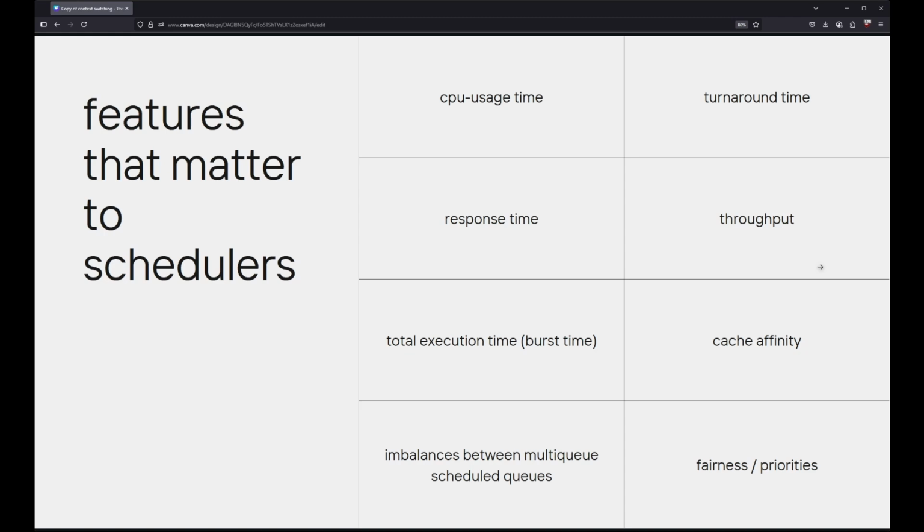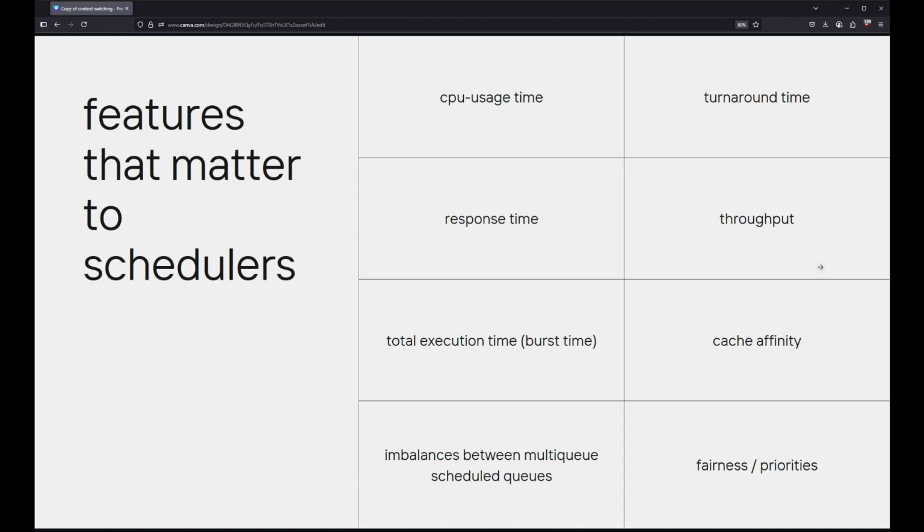Another thing is throughput, the rate at which processes run on our CPU. Cache affinity, actually, I'll cover cache affinity later. Total execution time as well, which is the burst time. For a process, how long will it run from start to finish without having to do anything in terms of context switching or things like that? Like the raw time that a process will take in order to run on our CPU with no distractions.